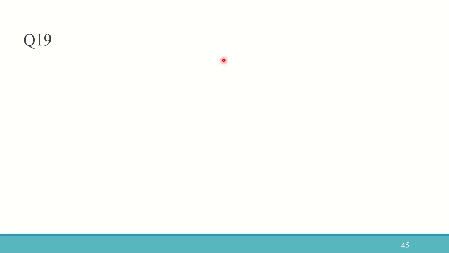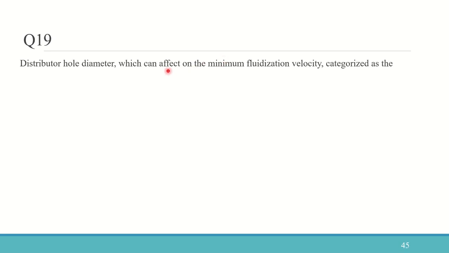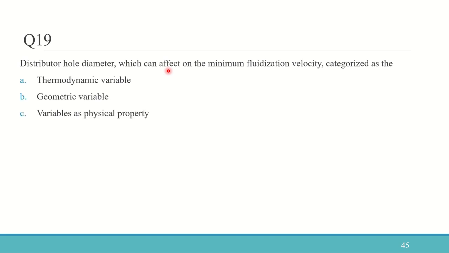We'll go to question 19. In question 19, the distributor is the part through which the air passes. So distributor hole diameter affects the minimum fluidization velocity; is it categorized as a thermodynamic variable, a geometric variable, a physical property variable, or none of the above? Distributor hole diameter is classified as a geometric variable because it is a property of the geometry of the system. Option B is the right answer.